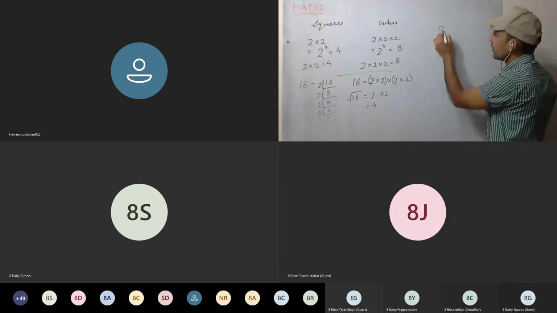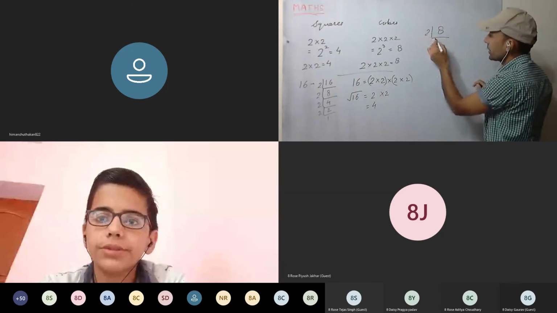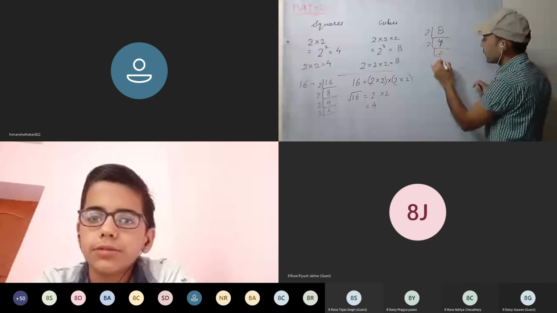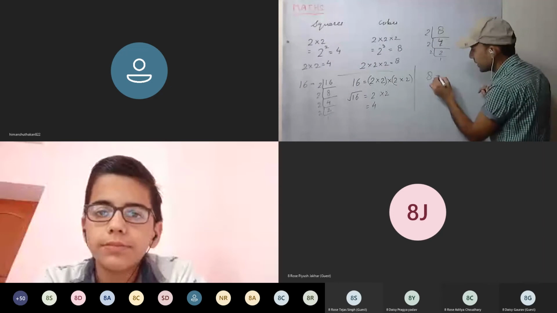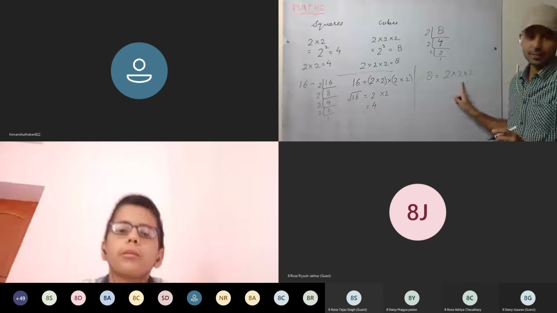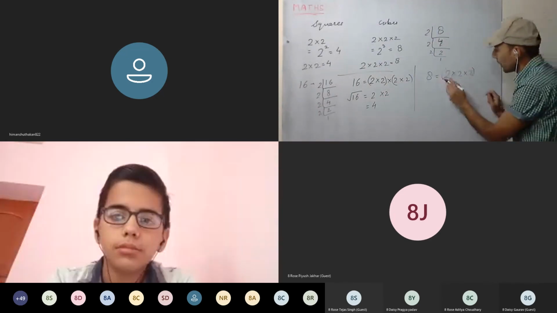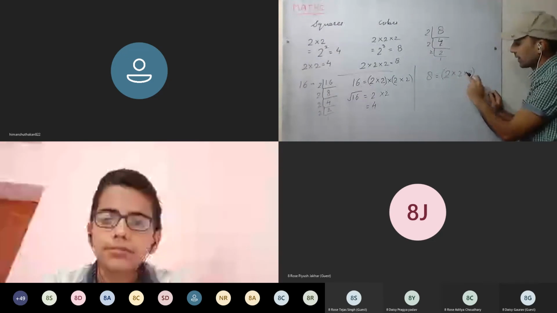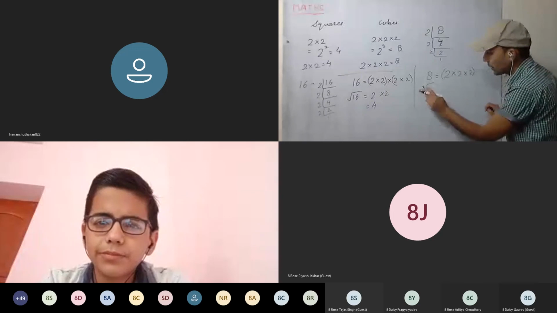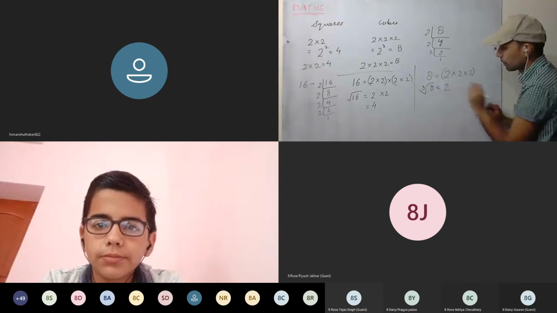So the number is 8. We have to find the cube root. It will be how much? Again factorize it. 2, 4, and 2, 1. So 8 can be written as 2 into 2 into 2. Here we form pairs. Here we will be forming triplets, a group of 3. That is a triplet. Now from each triplet we will be taking 1 out. So cube root of 8 equal to 2.